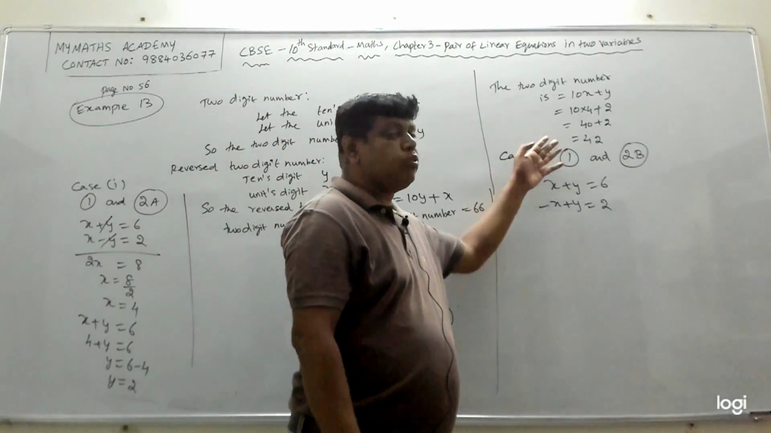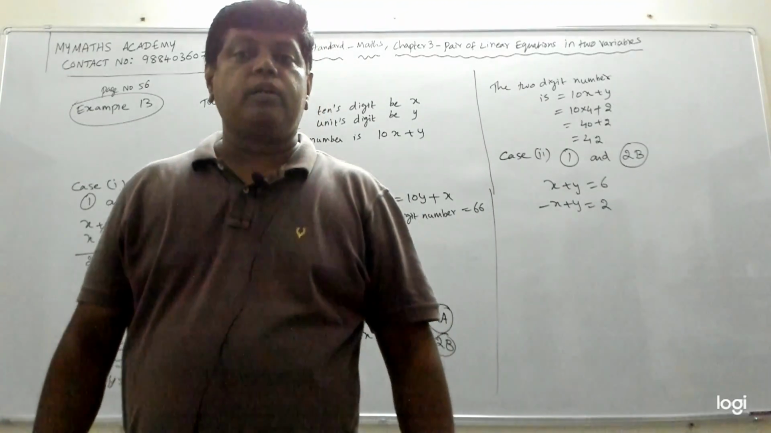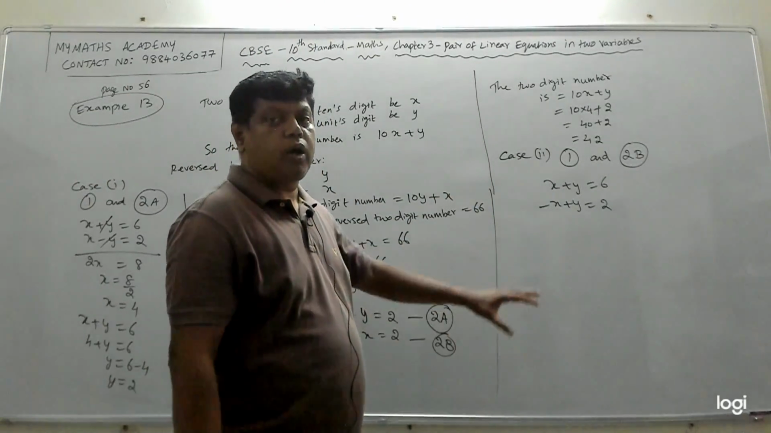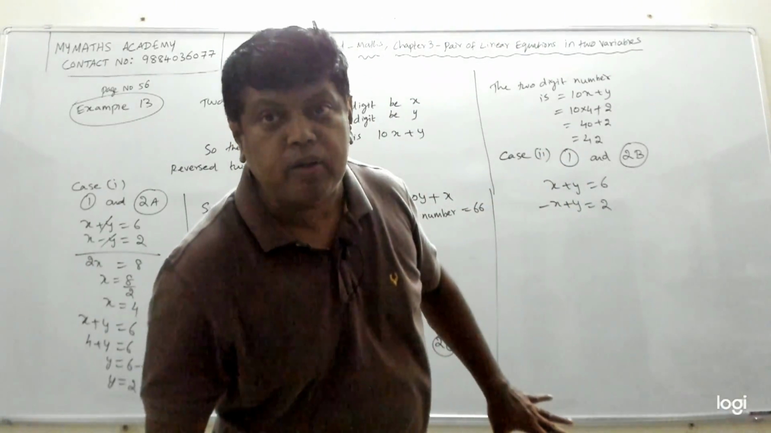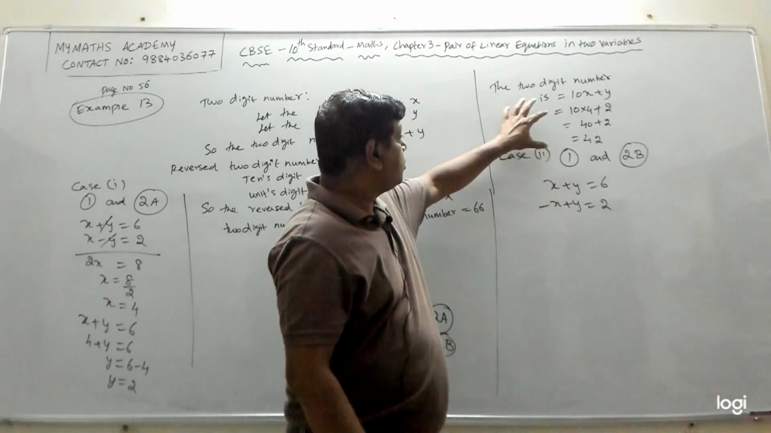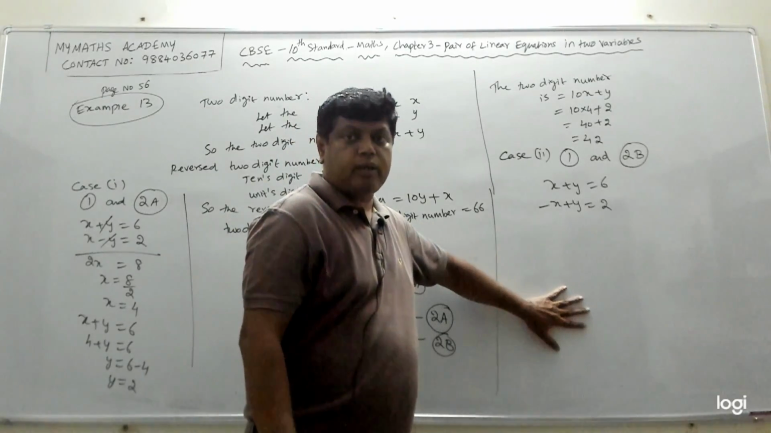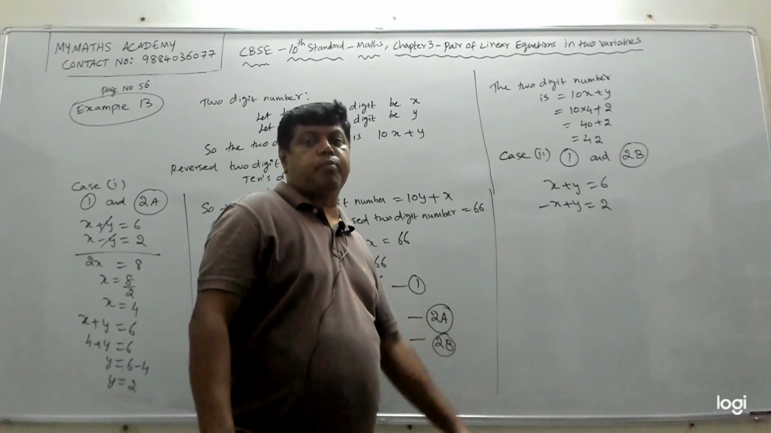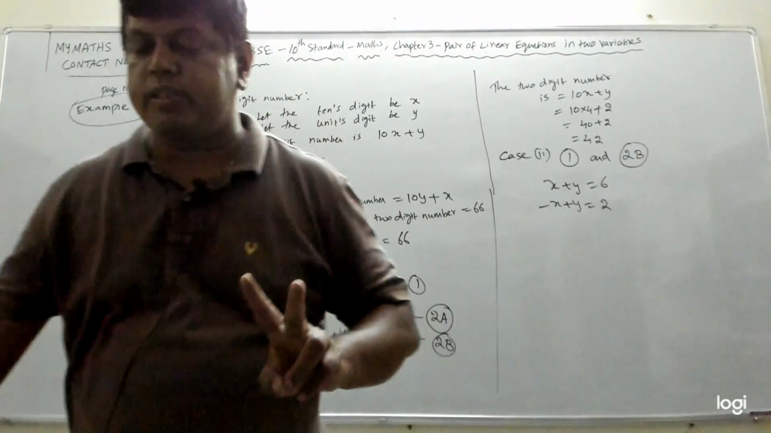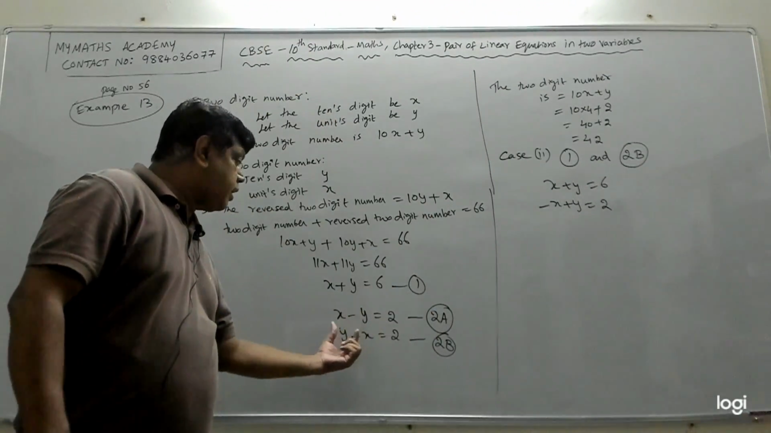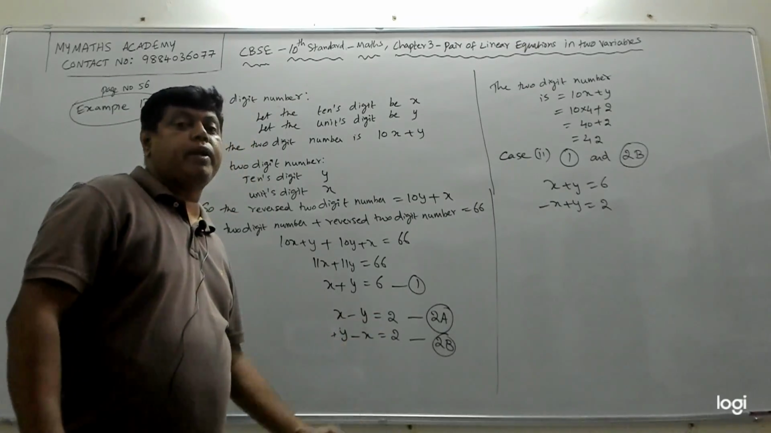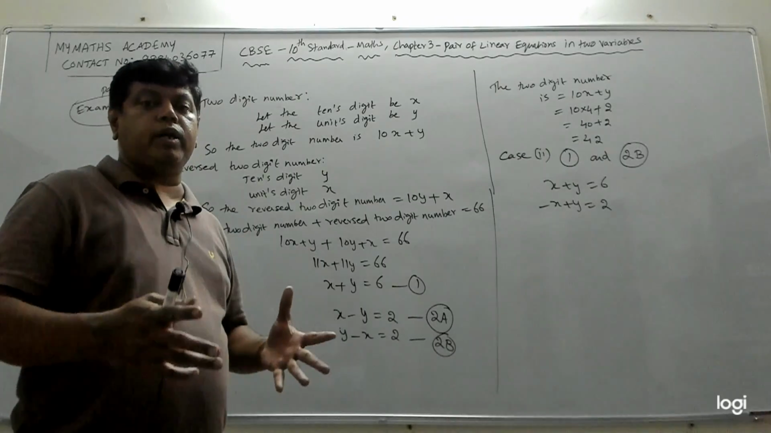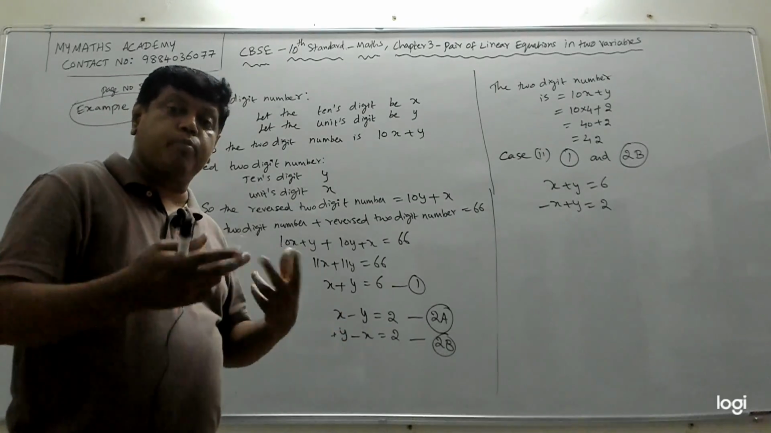That is the answer. So we have two such numbers. It could be either 42 or 24. So I would say you solve this similar to this and find x and y. After finding x and y, substitute here to get the two digit number. We have to do two cases here because we don't know which is greater, whether it is x minus y or y minus x. When they say the difference is 2, we don't know whether it is x minus y or y minus x. In that case, you have to take both.